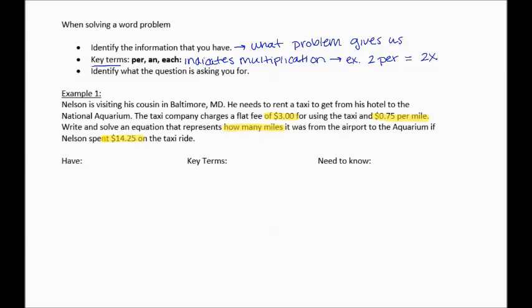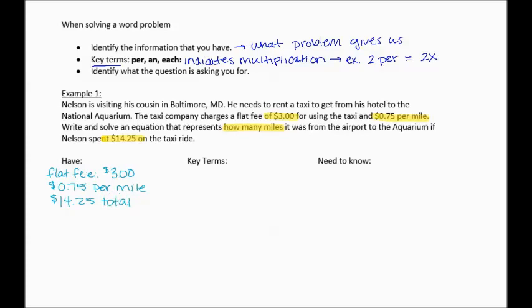So let's make a list here of what information we have. So we know that there's a flat fee of $3. We know that he spent 75 cents per mile. That's how much the taxi charges. And we know that he spent $14.25 total on the ride.